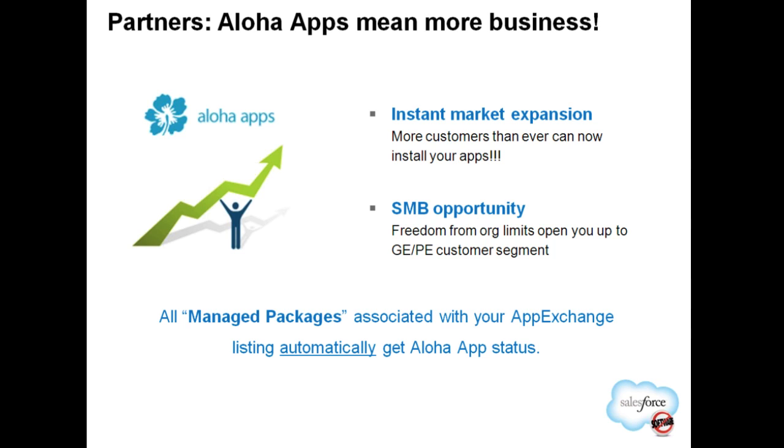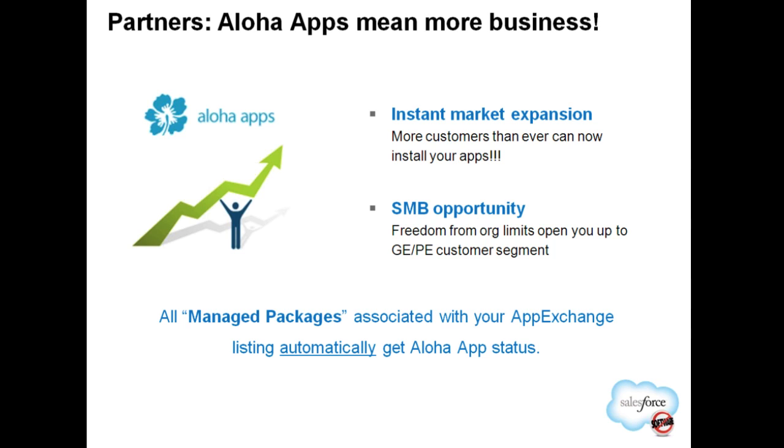So if you are an ISV partner or a partner that has an application listing on the AppExchange today and the flower is not there and you have a managed package, it's more than likely you just need to associate it with your listing. It's that straightforward. And for those of you partners out there that don't have a managed package, think about building a version of your application that has one, and that you can instantly get more exposure.